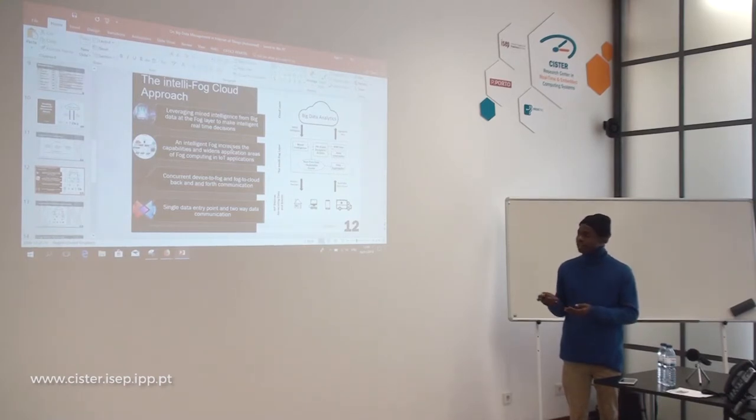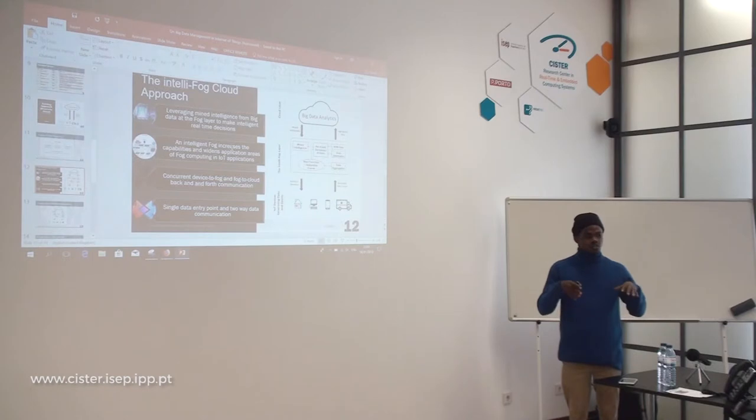I think I've had this question before. One of the questions I had during my thesis defense was, what is the clear difference between the fog layer and the cloud layer? Fog computing is a new term and it's still not very clearly defined. But the main distinct characteristic that I notice is the location awareness.